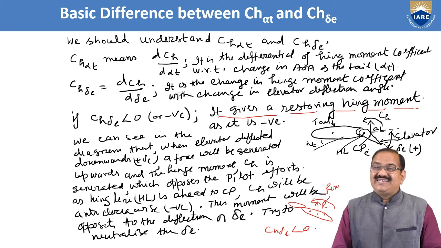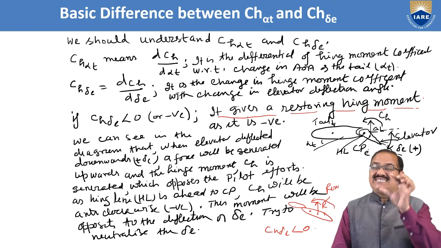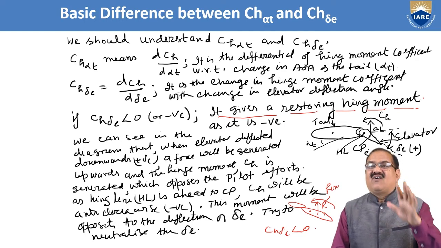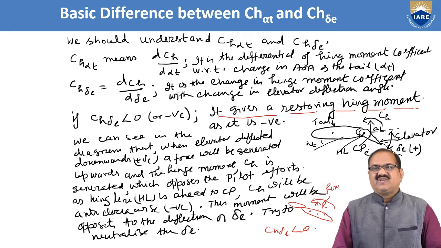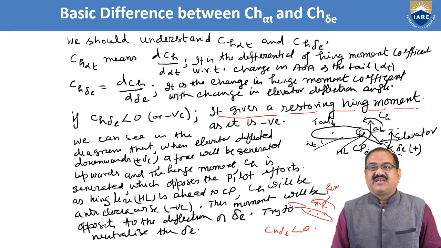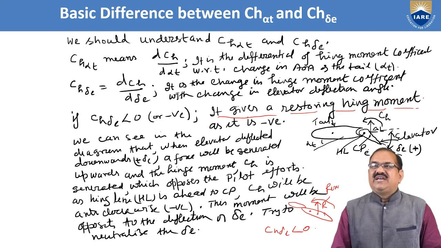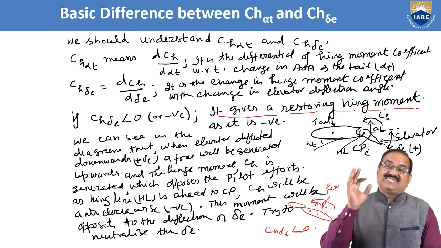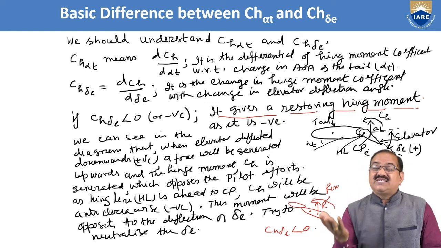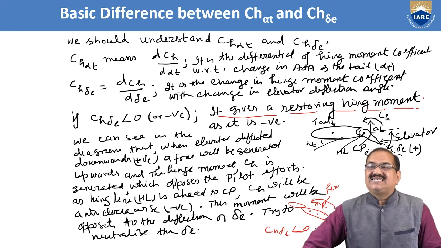So alpha T is the tail, and d alpha T means a differential in tail angle of attack. And CH delta E is equal to dCH by d delta E. It is the change in hinge moment coefficient with change in elevator deflection angle. Okay, it is very clear. So if CH delta E is less than 0, or negative, it gives a restoring hinge moment. It is very important that if CH delta E is negative, it gives a restoring hinge moment.